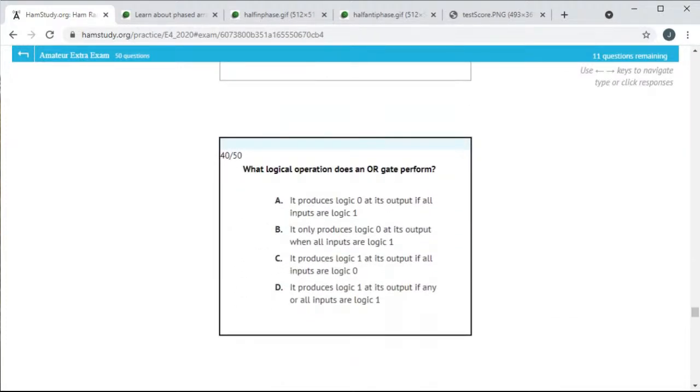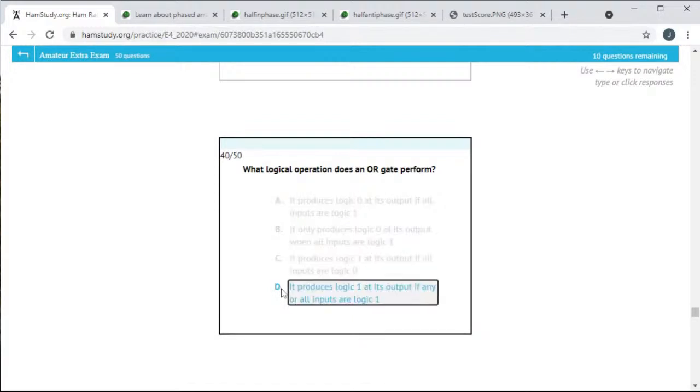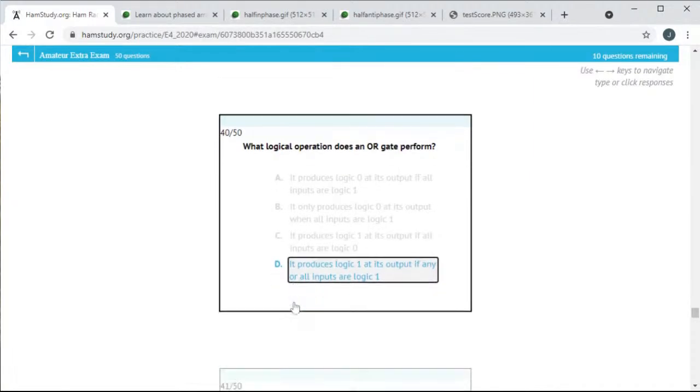What logical operation does an OR gate perform? It produces a logical 0 at its output if all inputs are 1. Nope. It produces a logic 1 at the output if all inputs are logically 0. Nope. It produces a logic 1 at its output if any or all inputs are logic 1. And that is correct.